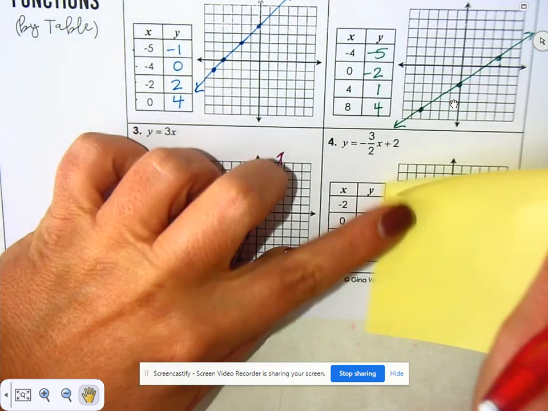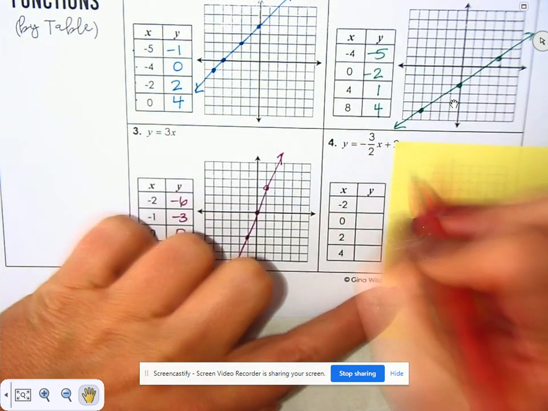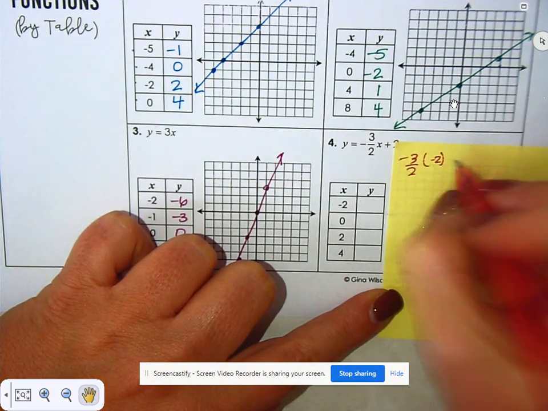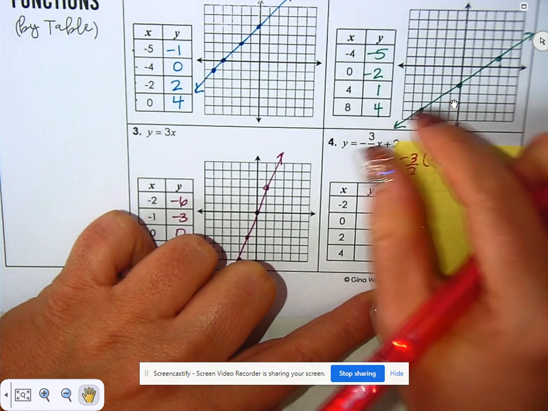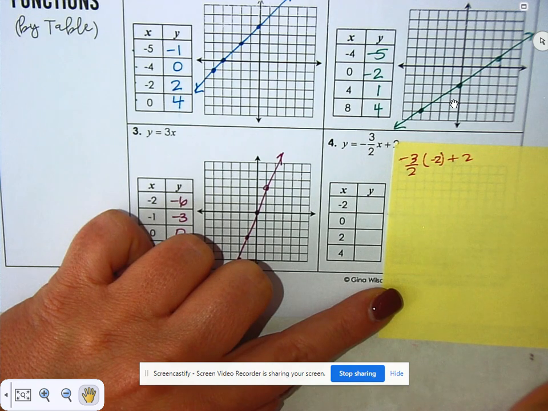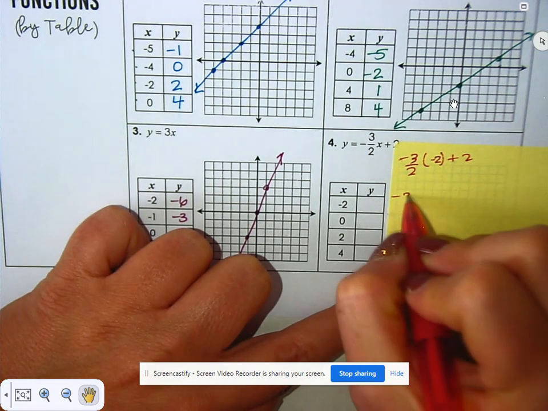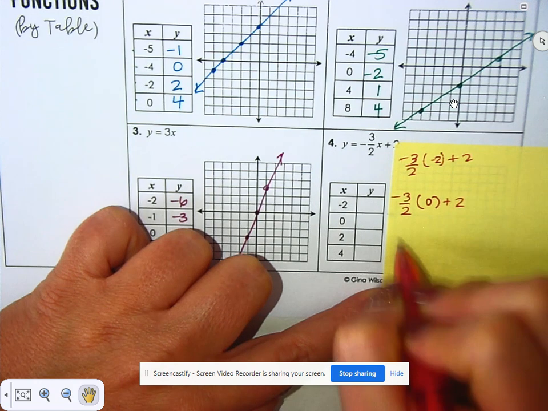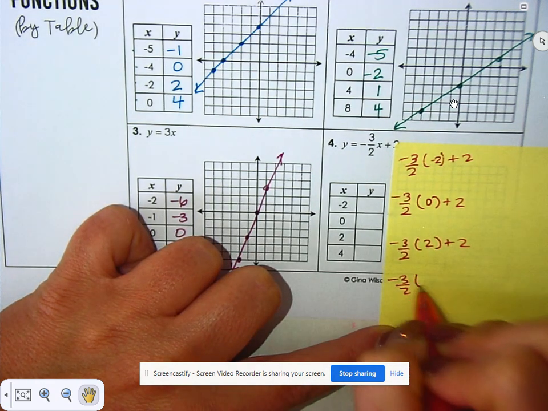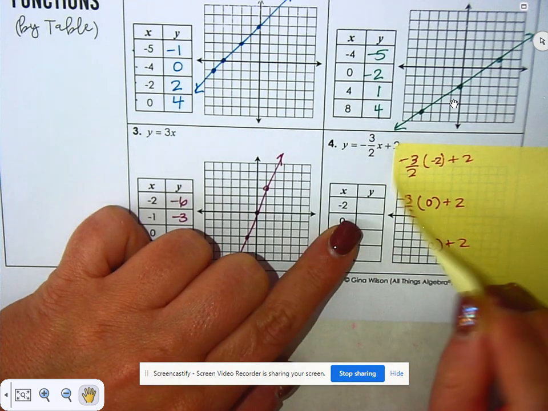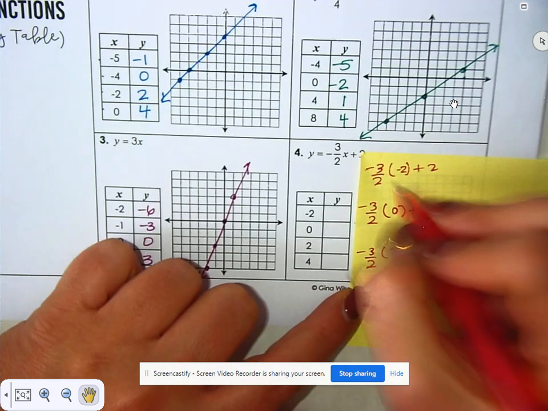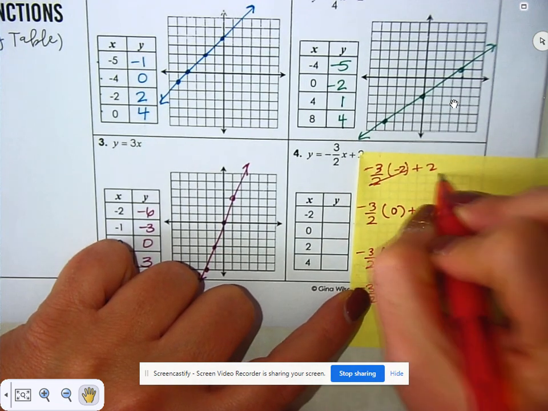For negative 3 over 2, so that's negative 3 over 2 times negative 2 plus 2. That is a plus 2, right? Negative 3 over 2 times 0 plus 2. Negative 3 over 2 times 2 plus 2. And negative 3 over 2 times 4 plus 2. I had to make sure that was a 2. All right, so here we go.